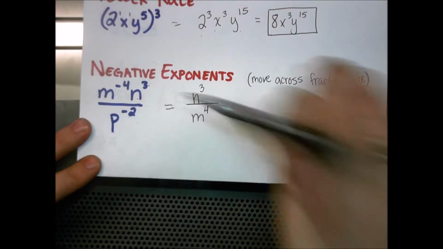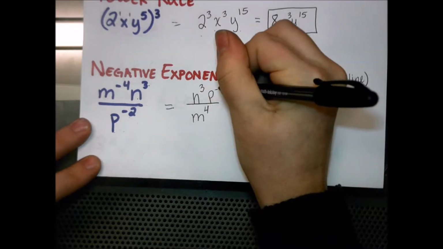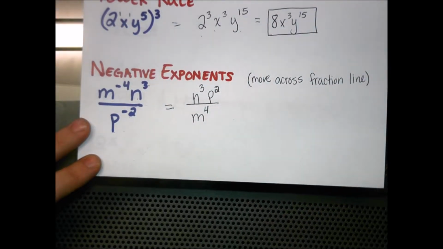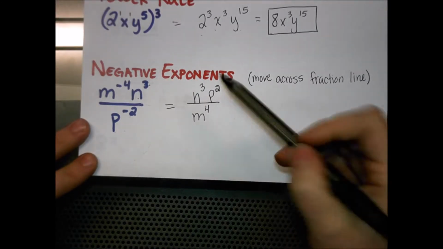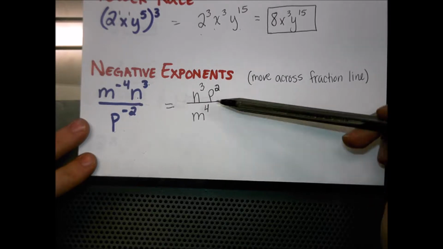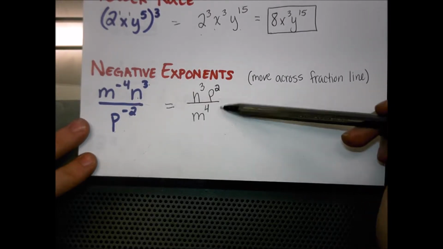And then p to the negative second goes to the bottom, or moves to the top, to the numerator, and becomes positive. Make sure you change it to a positive afterward. If there was anything I could simplify, I would do it now, but these are all different variables, so you cannot simplify any further.